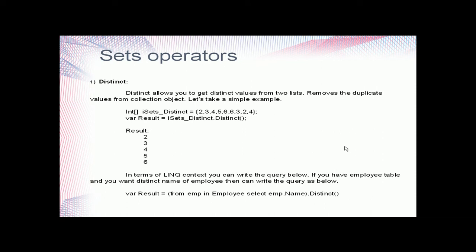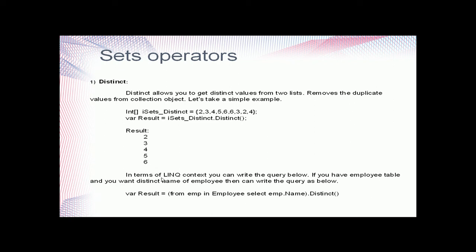Let's take distinct first. Distinct allows you to get distinct values from a list. It will remove the duplicate records from a collection object. So let's take a simple example. Here I have taken an integer array, and if you want to find the distinct values from this integer array, you can use the distinct method. Here I have written it like this. Now the result will be 2, 3, 4, 5, 6. The duplicate values are removed.